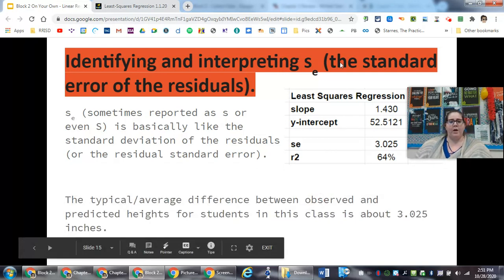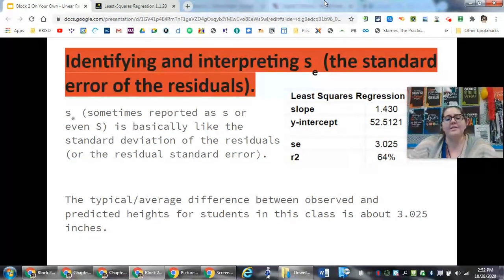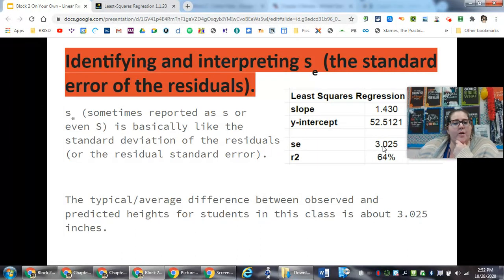What I might say for our data, if I were interpreting that value, is that the typical or average difference between observed and predicted heights, because that's what our Y variable is, is a residual. So that typical difference for students in this class is that SE value of about 3.025 inches. On average, students' heights differ from the predicted height by about 3-ish inches.